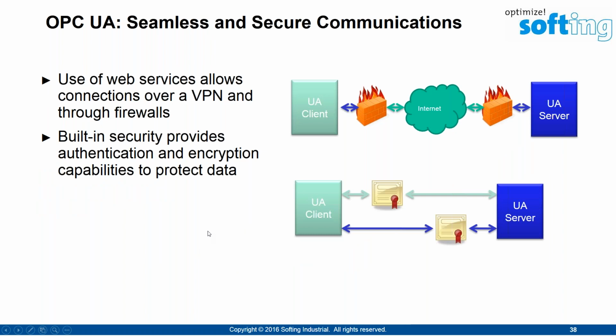Also, security. OPC UA uses web services and it's firewall friendly. With the built-in security, messages can be transmitted at 128 or 256-bit encryption levels. Each client and server can be identified through OpenSSL certificates. Applications can require user authentication, and access rights can be set as well.